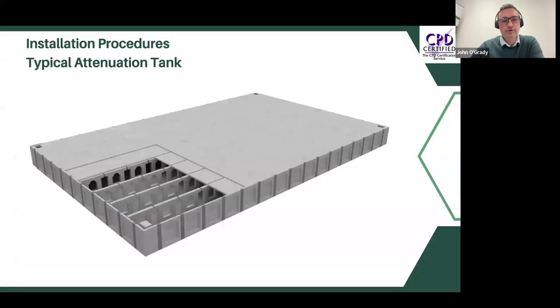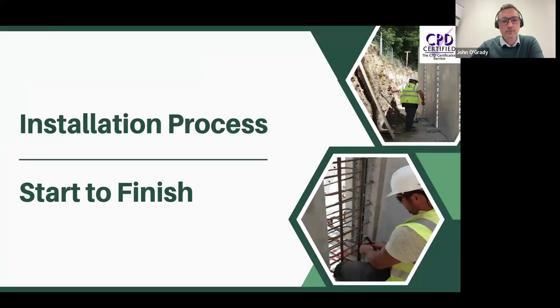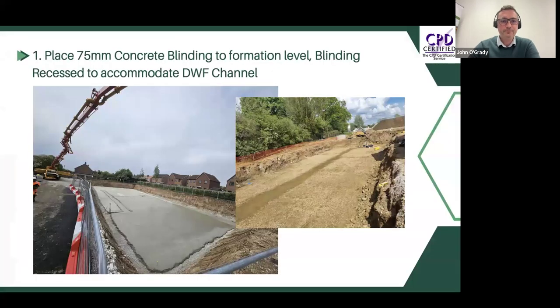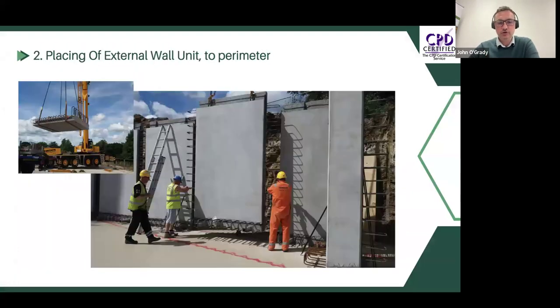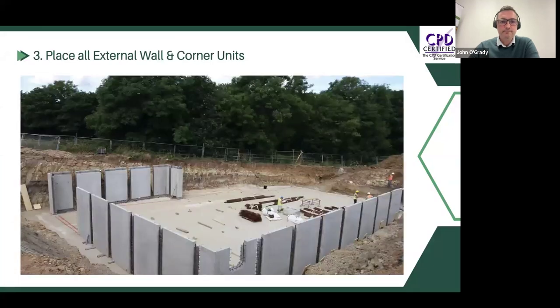So, install procedures. You probably have a good idea of this already. As I mentioned, blind out the excavation first, then the external walls, so the perimeter. You can see the three operatives there. That's all we really need. In terms of plant, all that's really needed is a crane for a select number of days, which we program out, and a concrete pump for a couple of pours. So it's not very intensive in terms of plant.